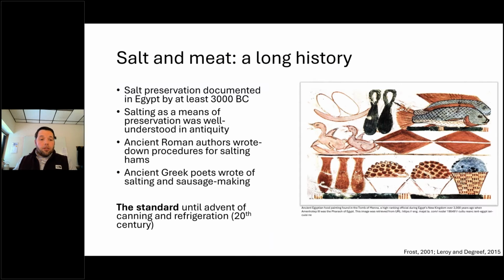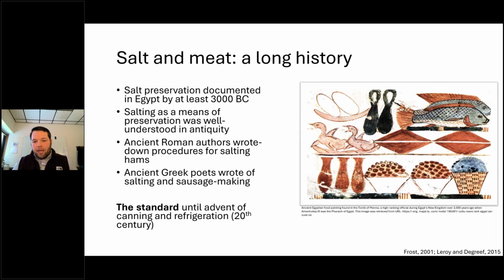So as Dr. Glass alluded, salt and meat have a long history. Salt preservation has been documented in Egypt by at least as early as 3000 BC. And salting as a means of preservation was well understood way back into antiquity. There have been ancient Roman authors, their texts have been uncovered, that wrote about the procedures for salting hams, and the ancient Greek poets would write about salting and sausage making.